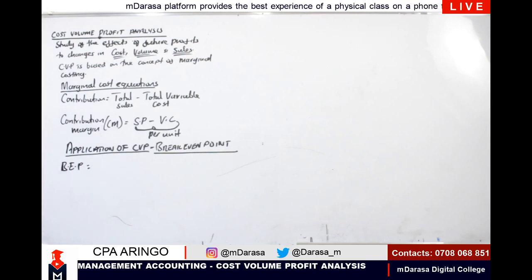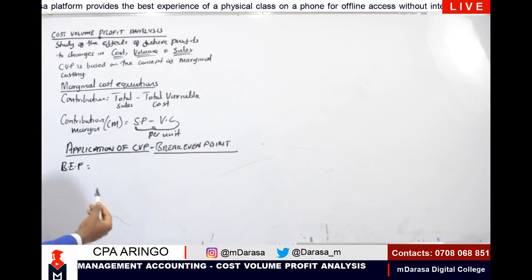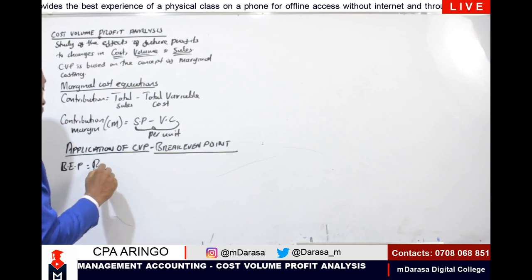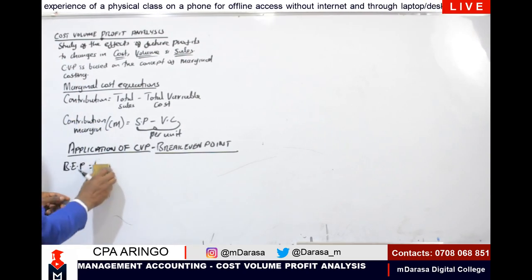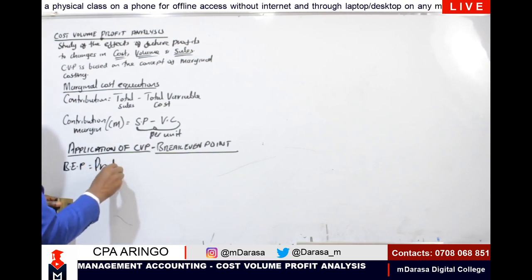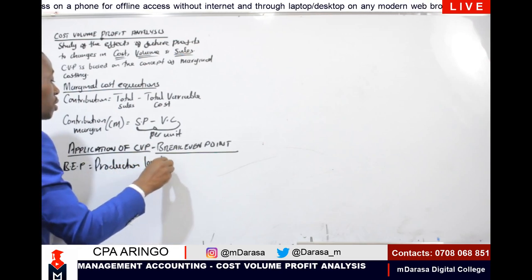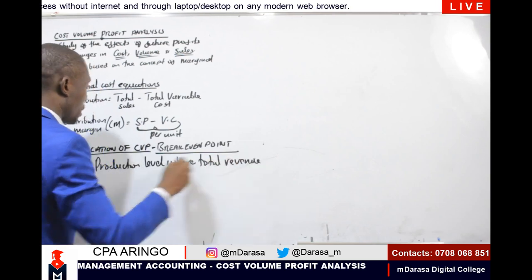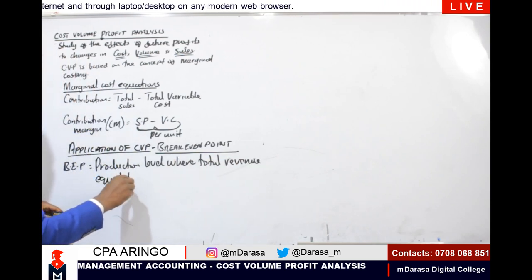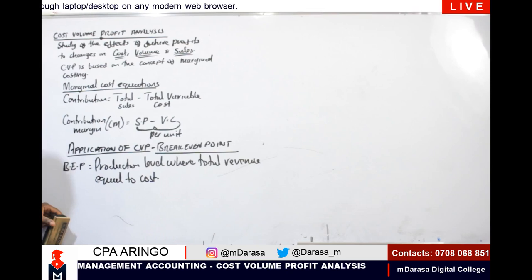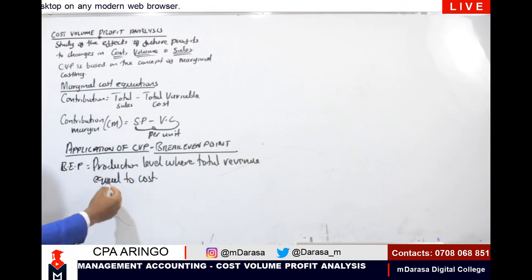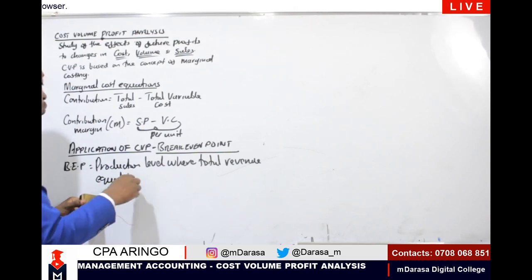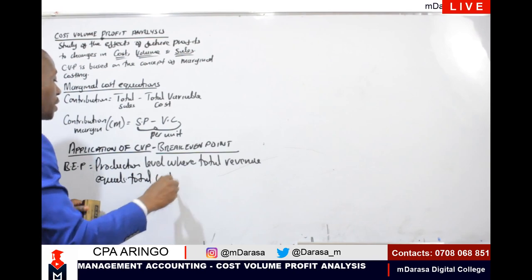So, whenever we're talking of break-even point, ideally, my good students, we'll be looking at a production level where total revenues equals total cost. We are saying that this is a production level where our total revenue equals total cost. So this is our break-even point.